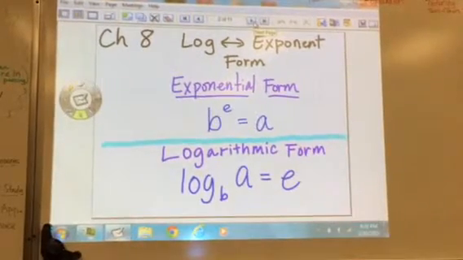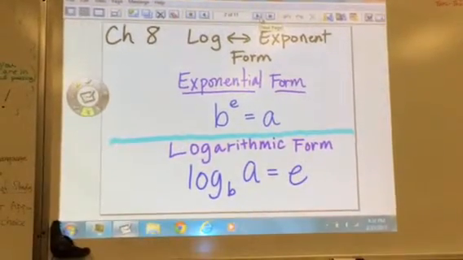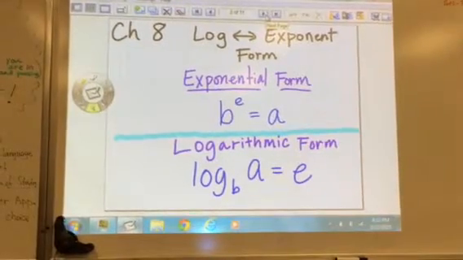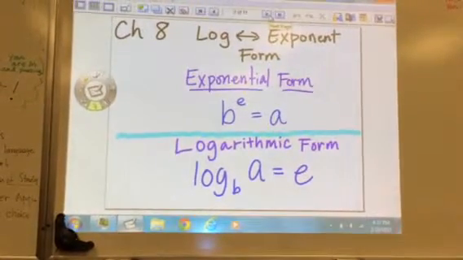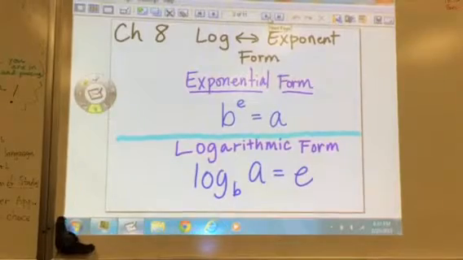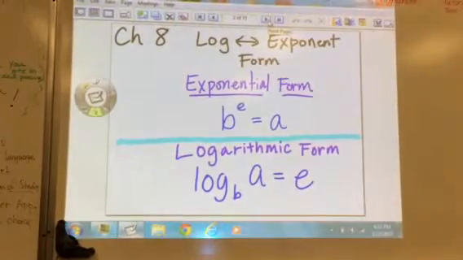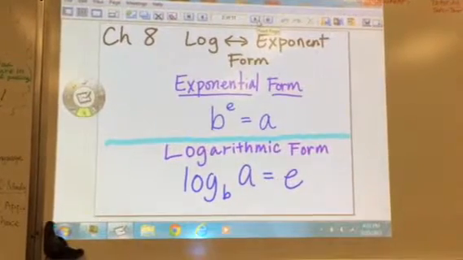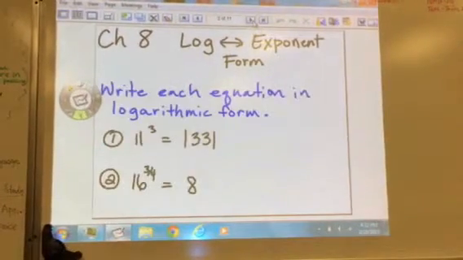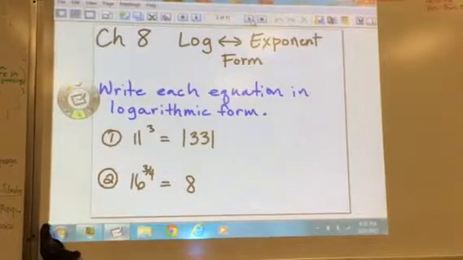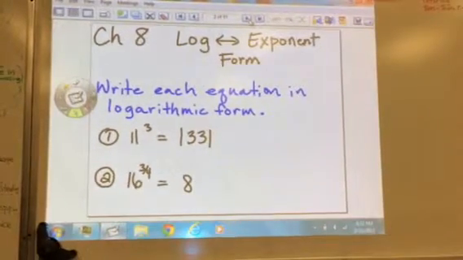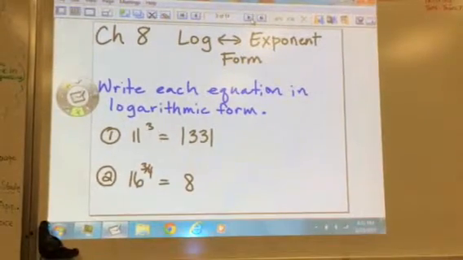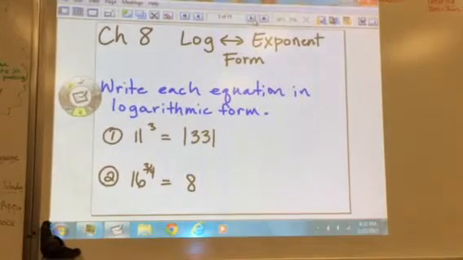So we talk about all of these logs in whatever base. You're going to refer to lots of different bases. You can have a base 10, a base 2, a base 3. And what exponent did you use to get this particular answer for whatever base you're referring to? So you're going to have all of these problems where you go back and forth. Can you take an exponential form and write it in the log form? So we've got these two problems.